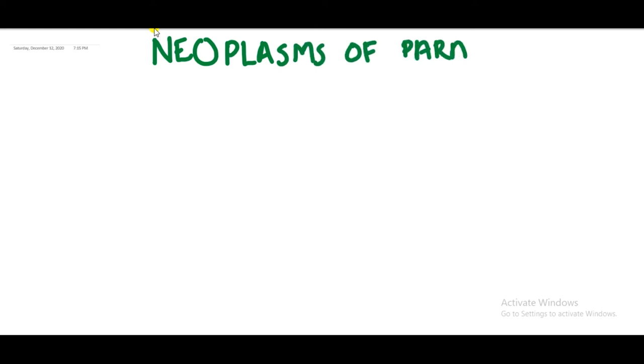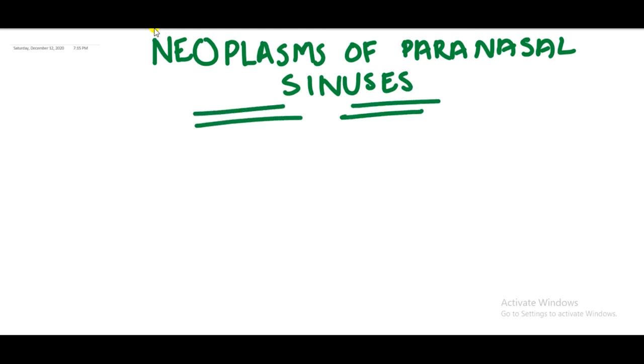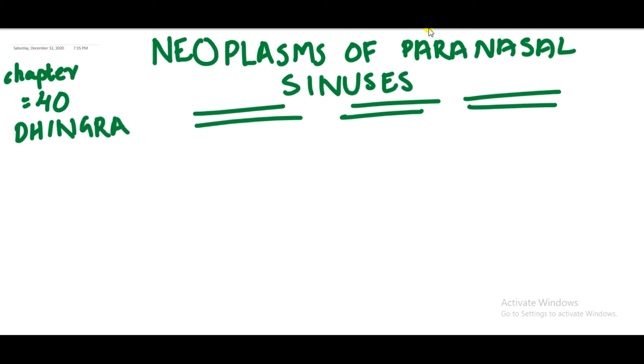In this section we are discussing the neoplasms of paranasal sinus. Paranasal sinuses include, we know, the frontal sinus, maxillary sinus, sphenoid sinus and ethmoidal sinus. You can refer to this in chapter number 14 of Dhingra, a review book for ENT, page number 205.